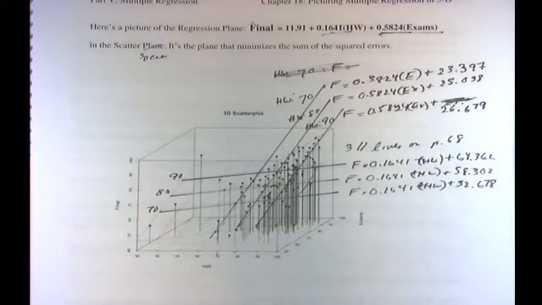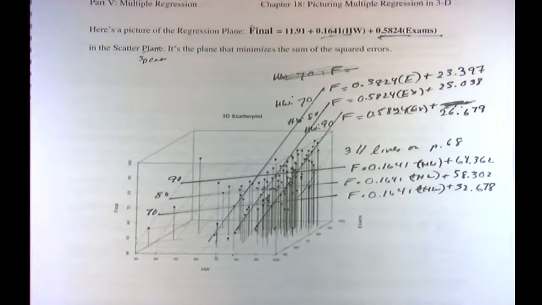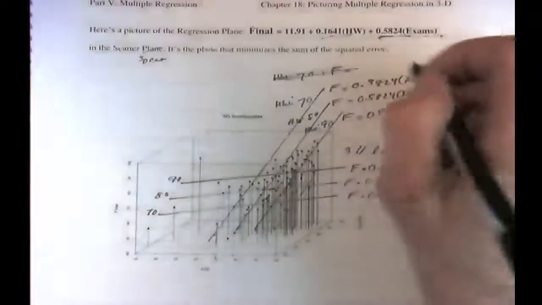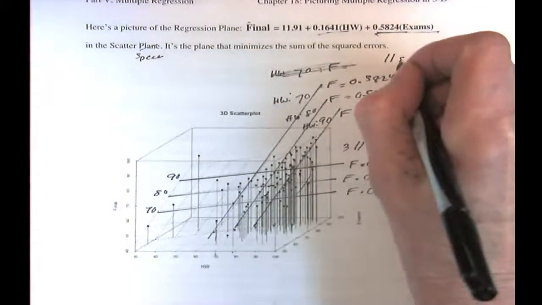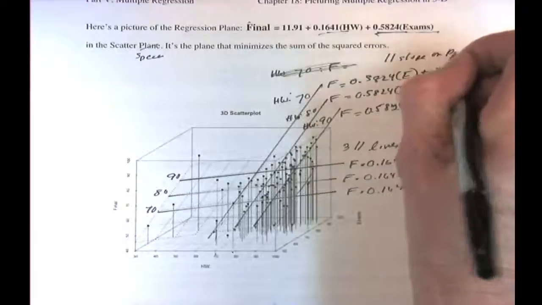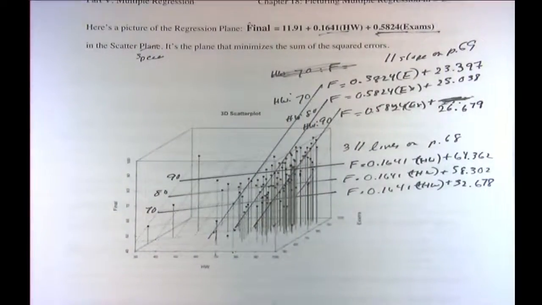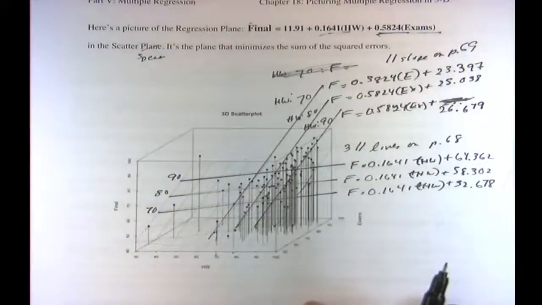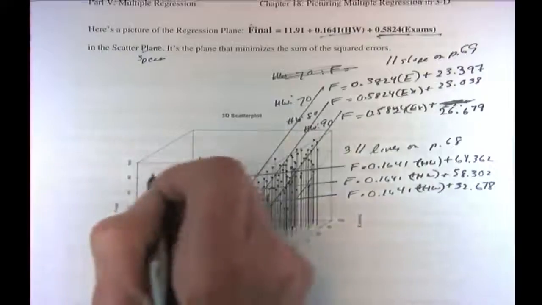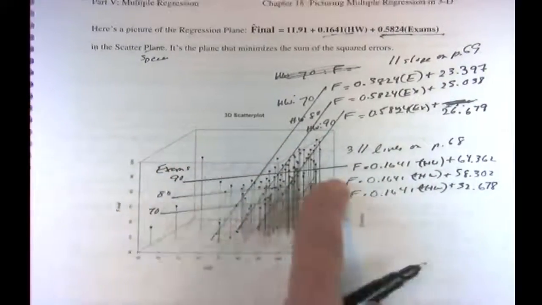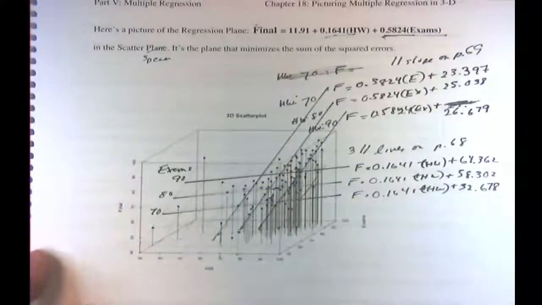Okay. So that's the idea. Now, any questions so far? And these were the parallel slopes on page 69. So we just have two sets of parallel slopes. And these right here are the exams. So homework doesn't make much difference. Exams make a lot of difference.